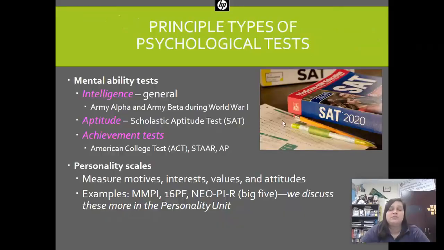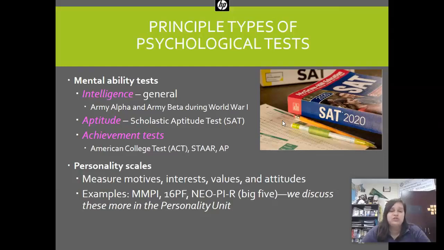Looking at different types of psychological tests, we have two main categories, mental ability tests and personality scales. Within mental ability tests, we look at general intelligence tests. Some early examples of this were Army Alpha and Army Beta, which were developed during World War II to assess the intelligence of our military.